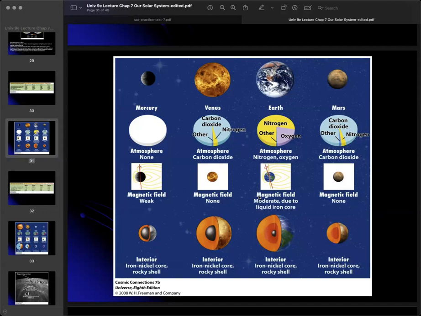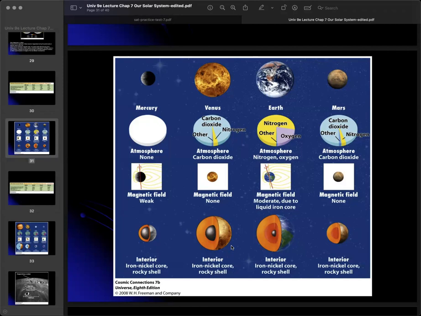Then the last set of pictures shows the internal structure. It's almost similar for all the four inner planets. There are three main parts: the crust, mantle, and core, which the Earth has. Venus has the same crust, mantle, and core, but its core is bigger.